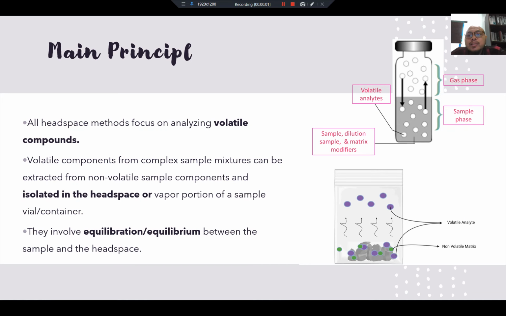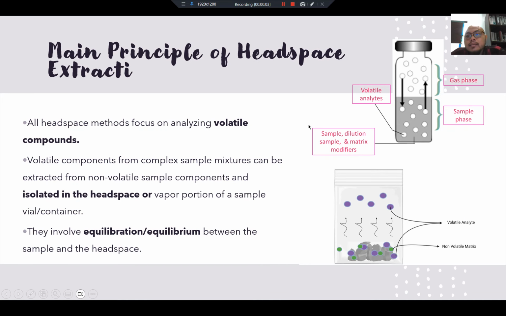Right, now let's go to the second extraction procedure, the second type. The second type of procedure is headspace extraction. So what is headspace extraction?